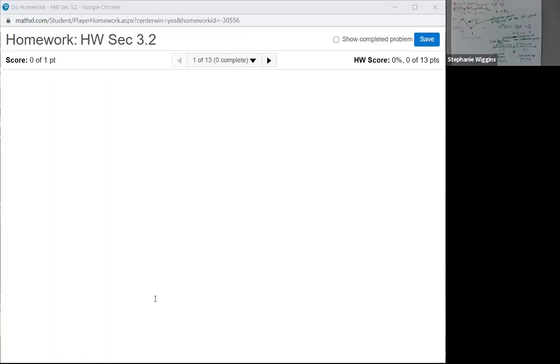So going back to the problem here, for some reason, it's been really taking a long time to load when I switch from share screen or go back to share screen. So we'll just have to sit here for a moment.